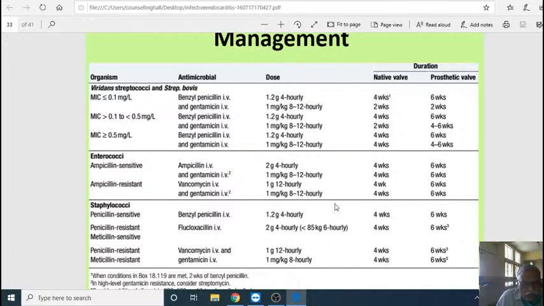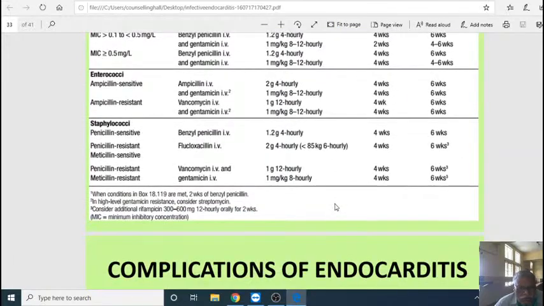For streptococcal viridans, you have to give benzyl penicillin and gentamicin. If MIC is less than 0.5 milligrams, give benzyl penicillin and gentamicin. The dosage is 1.2 grams every 4th hourly of benzyl penicillin, and gentamicin 1 mg per kg body weight every 8 to 12 hours. If MIC is 0.1 to less than 0.5 mg per liter, then 1.2 grams 4th hourly benzyl penicillin and 1 mg per kg body weight 8 to 12 hourly gentamicin should be given.